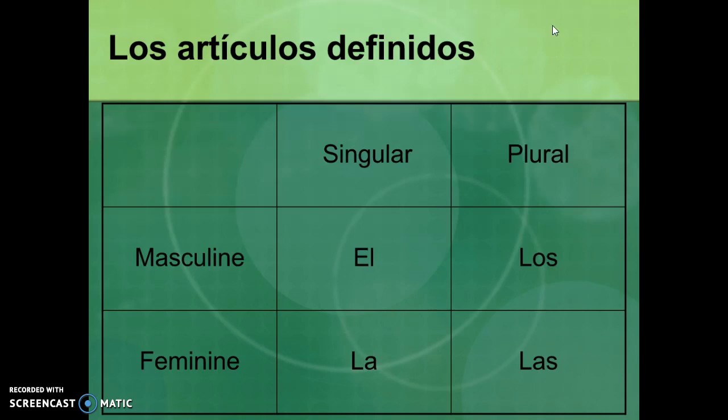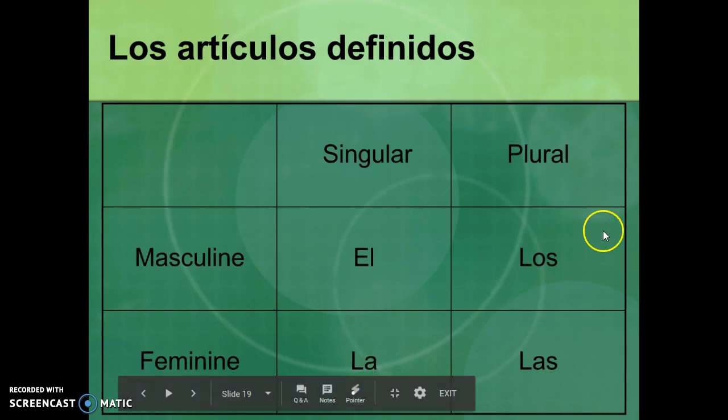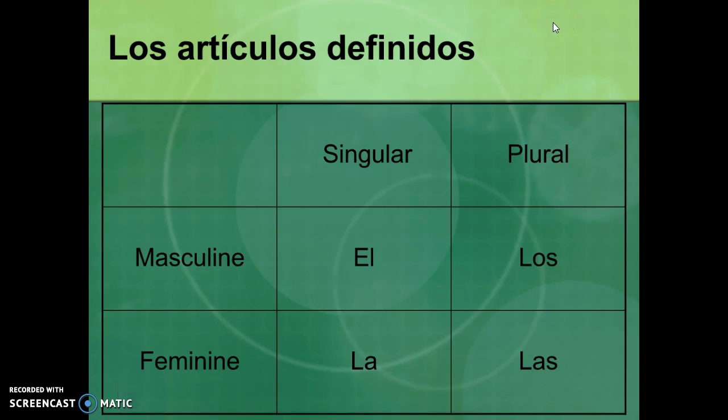We're going to use this chart to determine which of the articles we should use. First, if you guys would just repeat after me. Repitan por favor. El, la, los, las. Again, these are our definite articles, and each of them means the.